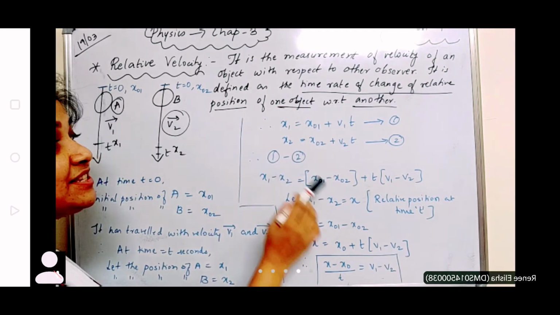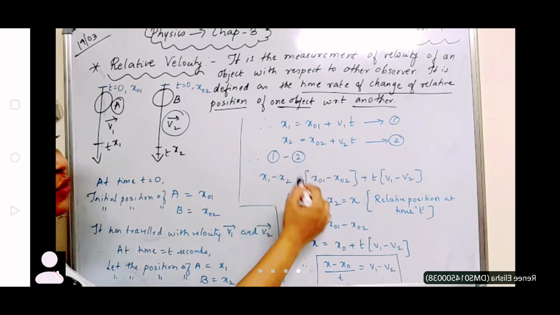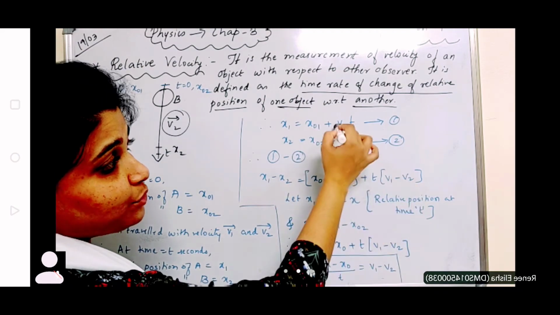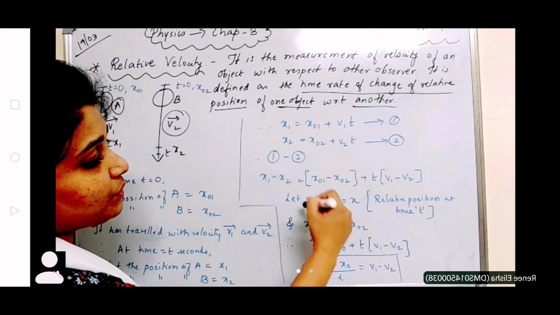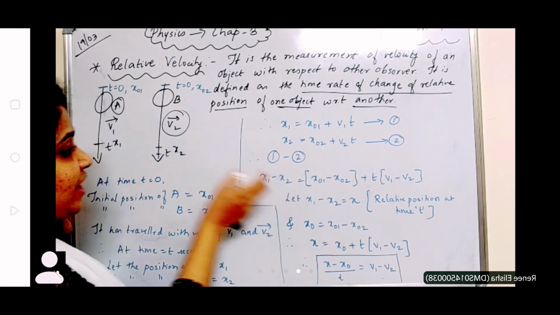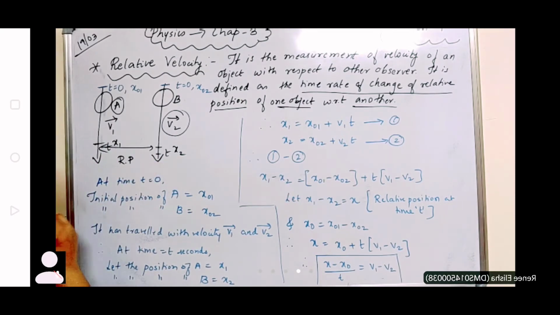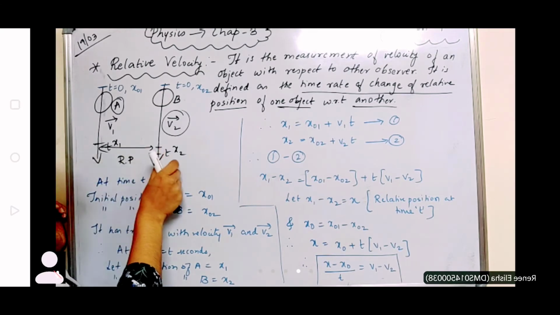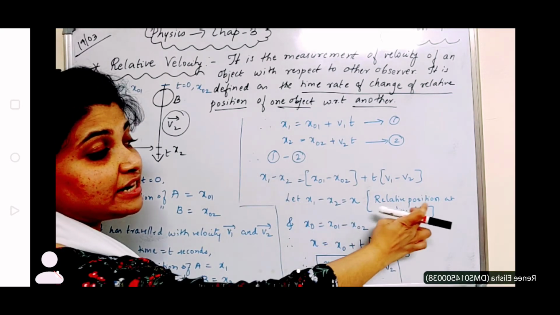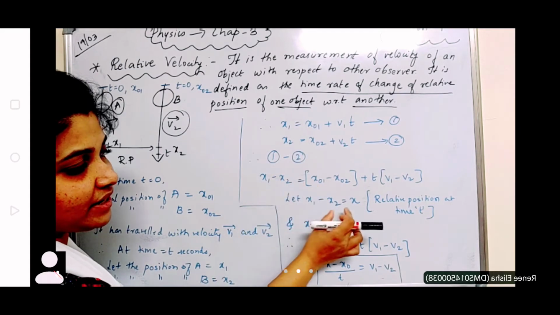Now I will subtract 2 from 1. So x1 minus x2 is x01 minus x02 plus t, which is common, taken out, into v1 minus v2. Now let me generalize. This x1 minus x2 is called the relative position of x1 and x2 to each other. So let me take x1 minus x2 as x, and that is called the relative position at time t. Instead of writing x1 minus x2, I will just write x.